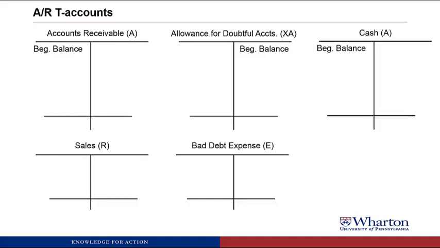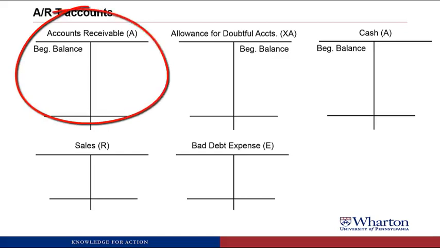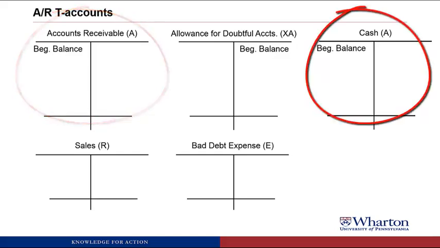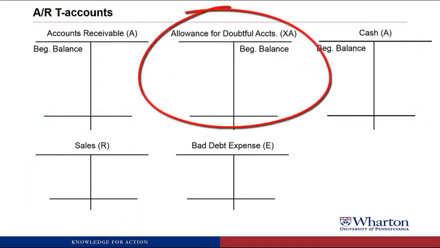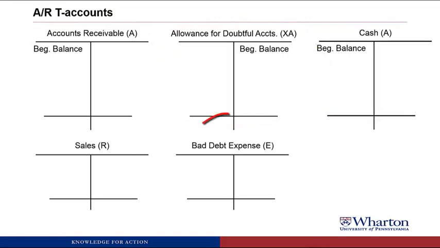So these are the T accounts that we're going to track through in this example. We've got accounts receivable, cash asset accounts, and a sales revenue account. And then we're going to have an allowance for doubtful accounts contra asset account. So that's going to have a credit balance and a bad debt expense account.